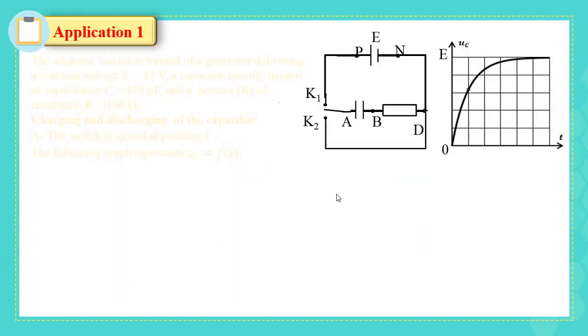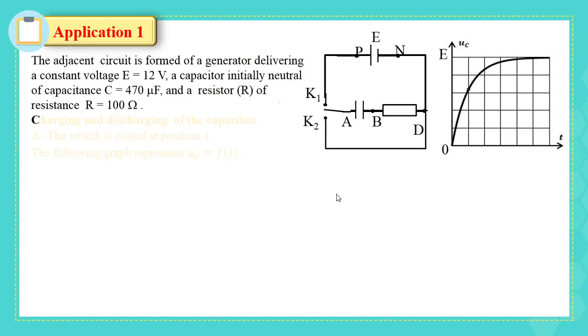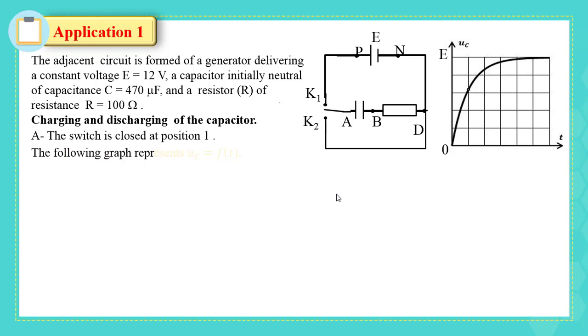Application 1. The adjacent circuit is formed of a generator delivering a constant voltage E equal 12 volt, a capacitor initially neutral of capacitance C equal 470 microfarad, and a resistor R of resistance R equal 100 ohm. Charging and discharging of the capacitor. A. The switch is closed at position 1. The following graph represents the variation of the voltage across the capacitor with respect to time.